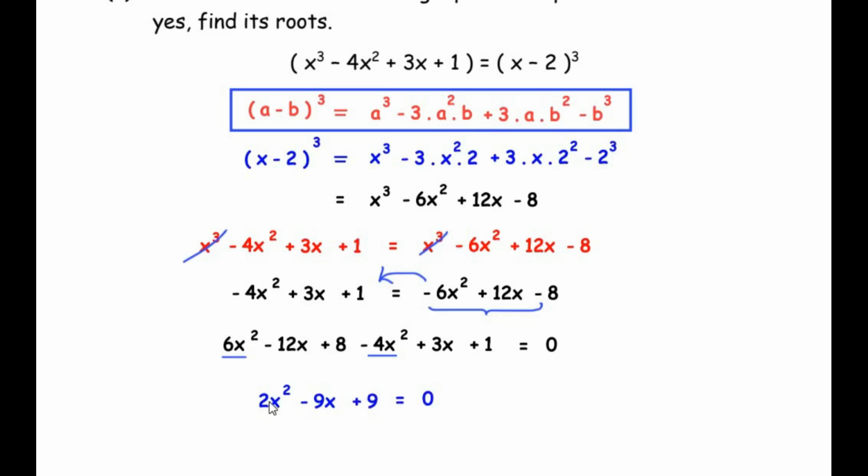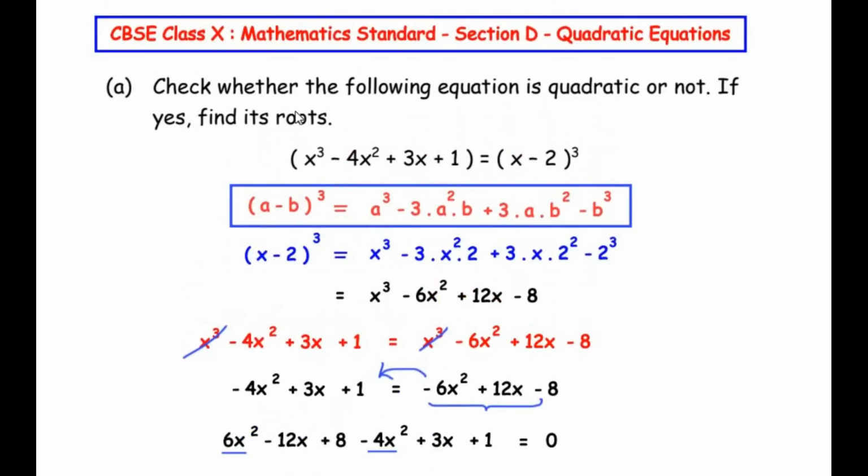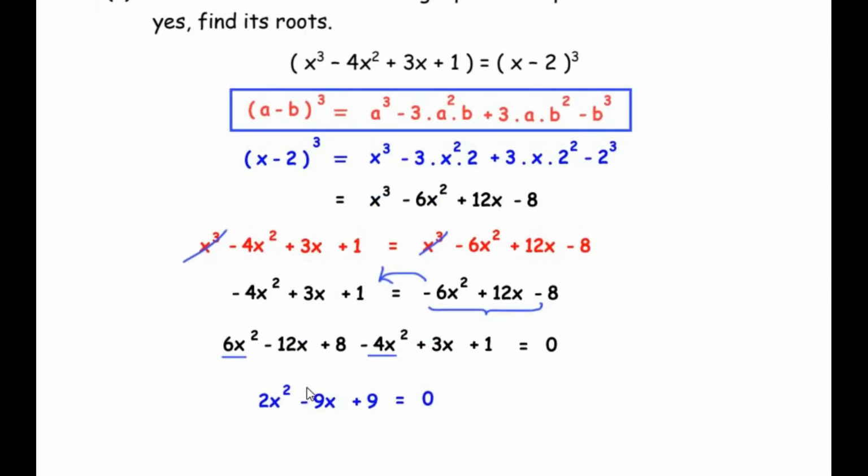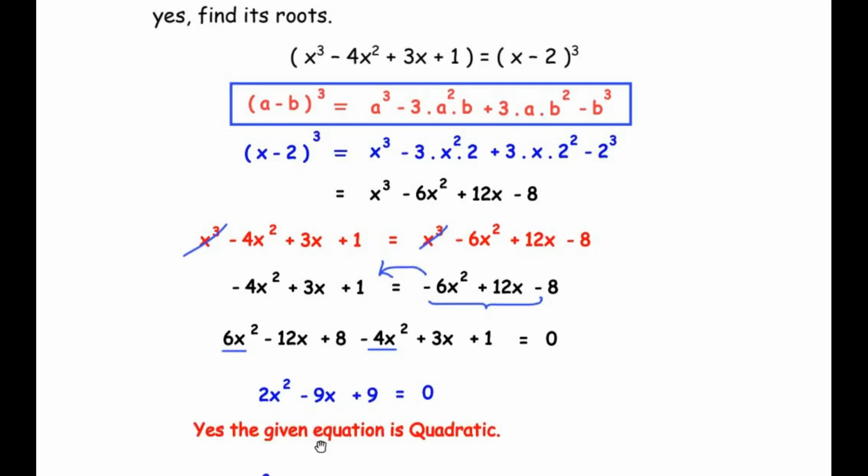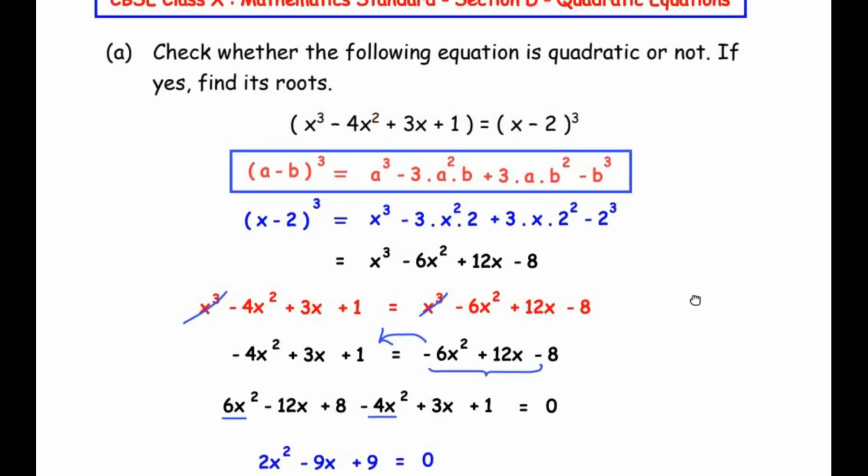So here we can see that now highest power of x is 2, which means this is a quadratic equation. So here they had asked us to check whether the following equation is quadratic or not. So we can say now that after simplification the equation has become quadratic. So here we have written yes, the given equation is quadratic. Now once we have proved it is quadratic, we have to find its roots.